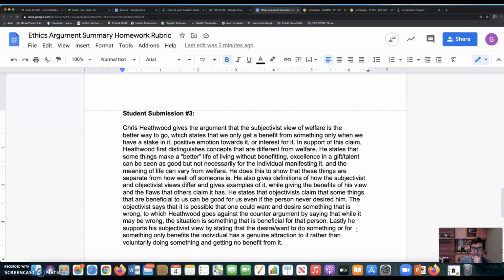But this last sentence, I think, doesn't really capture the central line of reasoning or explain the central line of reasoning. What it does is explain or define a term. And the student correctly identifies the way that Heathwood defines the term. But the student could have done more to explain how this definition of desire supports his subjectivist account of welfare, or what he calls the desire satisfaction theory.